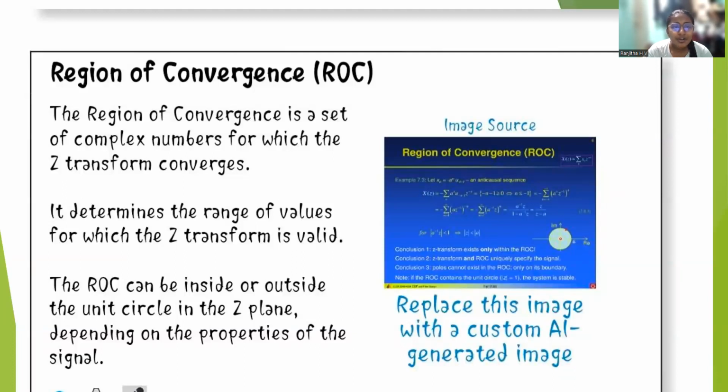Region of convergence. The region of convergence is a set of complex numbers for which the Z transform converges. It determines the range of values for which the Z transform is valid. The region of convergence can be inside or outside the unit circle in the Z plane, depending on the properties of the signals.